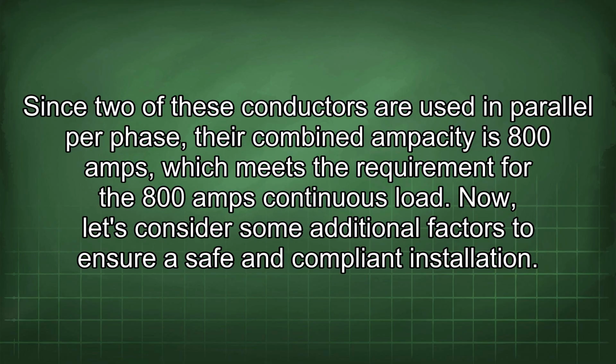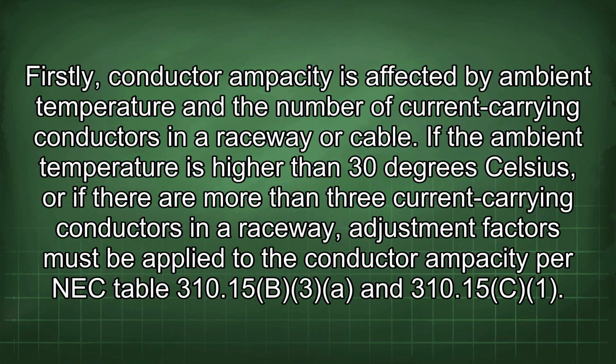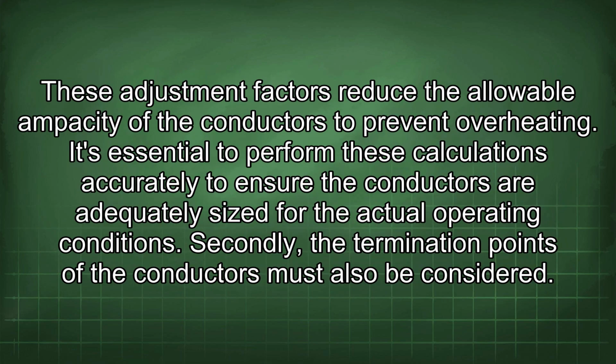Now let's consider some additional factors to ensure a safe and compliant installation. Firstly, conductor ampacity is affected by ambient temperature and the number of current-carrying conductors in a raceway or cable. If the ambient temperature is higher than 30 degrees Celsius, or if there are more than 3 current-carrying conductors in a raceway, adjustment factors must be applied to the conductor ampacity per NEC Table 310.15(B)(3) and 310.15(C). These adjustment factors reduce the allowable ampacity of the conductors to prevent overheating. It's essential to perform these calculations accurately to ensure the conductors are adequately sized for the actual operating conditions.